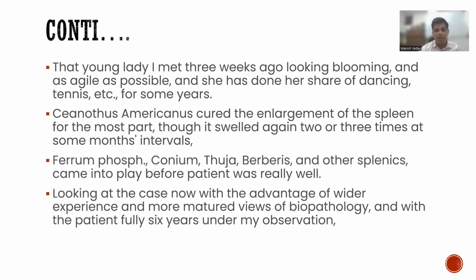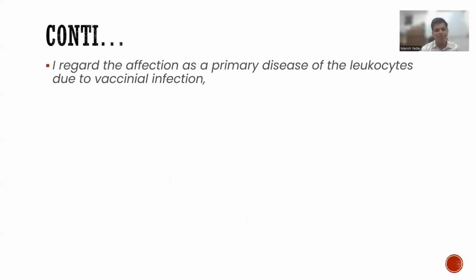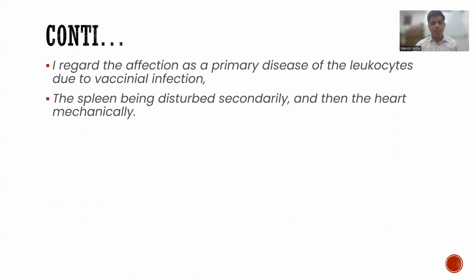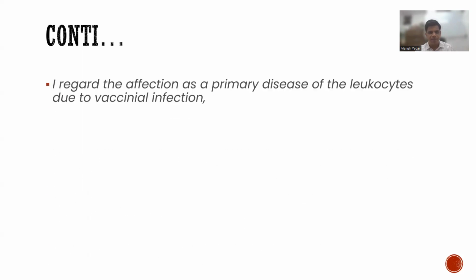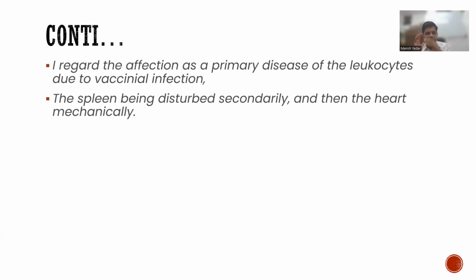Looking at the case now, with the advantage of wider experience and more matured views on biopathology, and with the patient full six years under my observation, I regard the affection as primarily one of leukocytosis due to vaccinal infection. He says the primary disease was the increase of leukocytes, because of the vaccine infection, the spleen being disturbed secondarily and then the heart. So this patient was given vaccine. Hence you can see Thuja is there. This lady was given vaccine. After the vaccine, the spleen was enlarged and then subsequently put pressure on the heart.